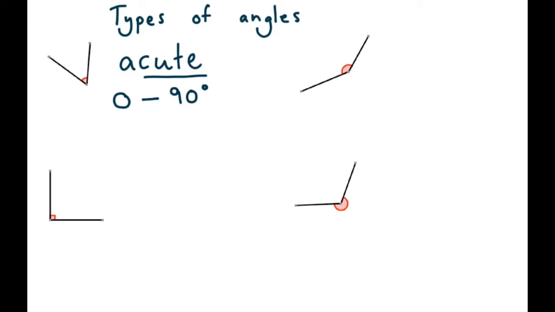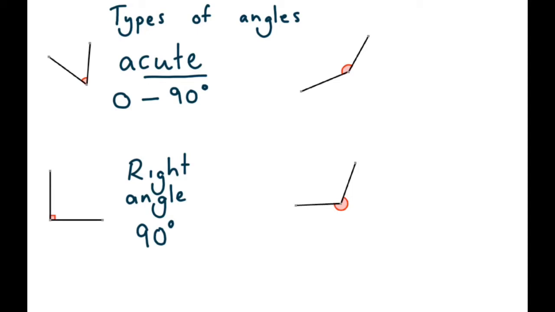The picture underneath we've just done, can you remember what that angle is called? That's a right angle. And how many degrees was that angle? It was 90 degrees. So a right angle has to be 90 degrees, just 90 degrees.